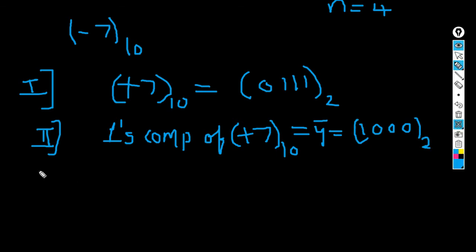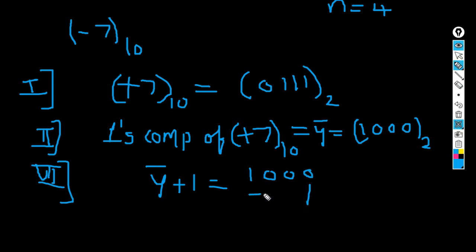Step 3, add 1 to y bar. Y bar plus 1 gives us 1000 with 1 being added. So what we are getting here is 1001. This is our answer for minus 7 decimal using two's complement approach.